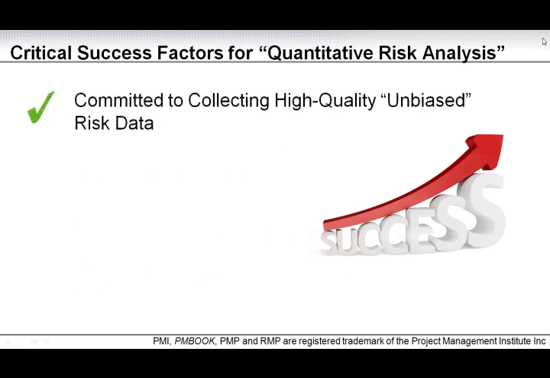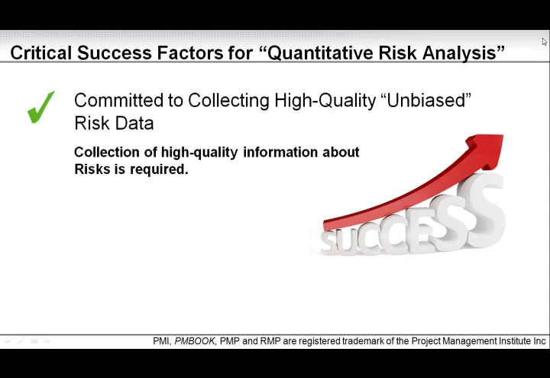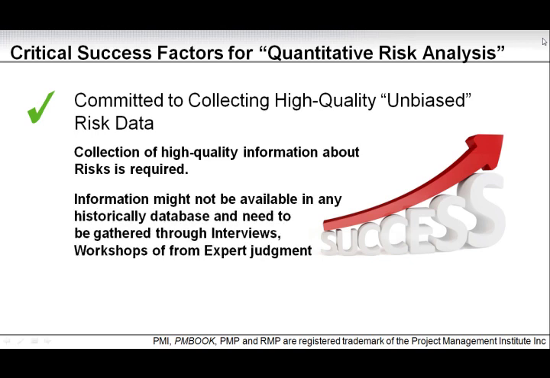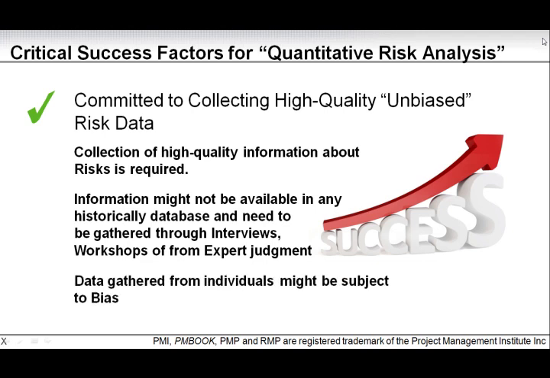Committed to collecting high quality unbiased risk data. Again, like in the qualitative analysis, we need to make sure we collect high quality information about risk. The information might not be available in any historical database and needs to be gathered through interviews, workshops, or from expert judgment. Any data gathered from individuals might be subject to bias.